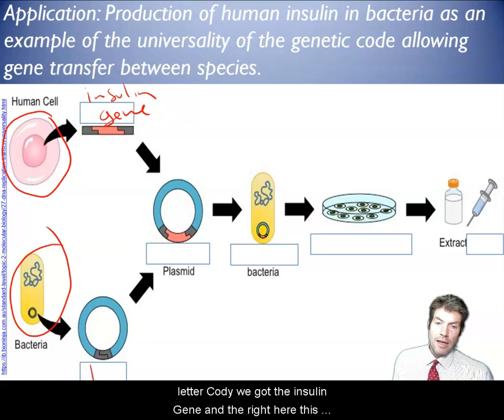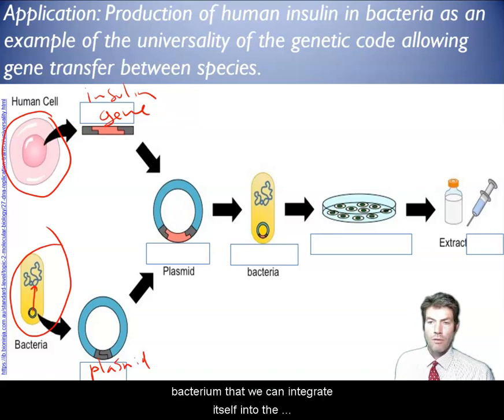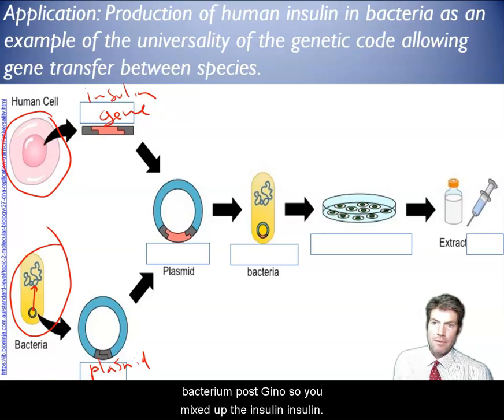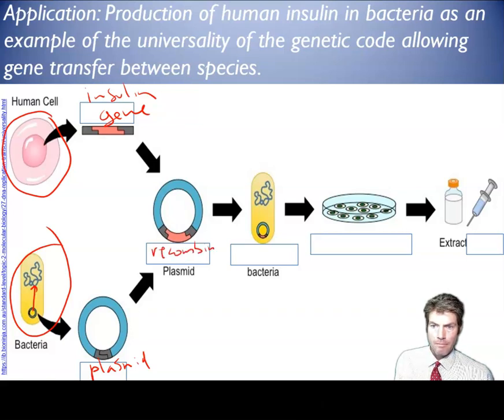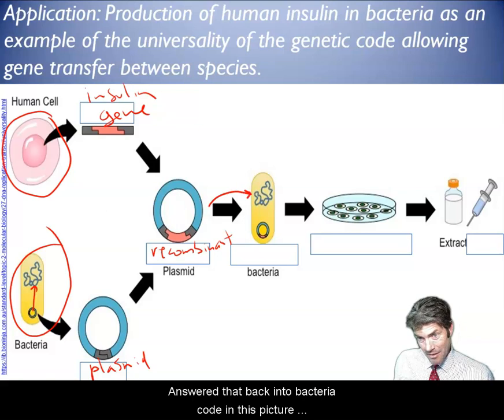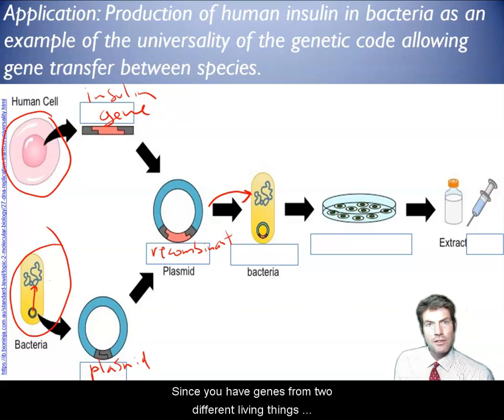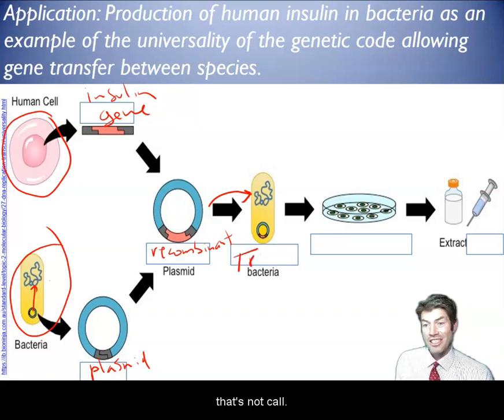And then right here, this is called a plasmid. It's a piece of DNA that can go into a bacterium and integrate itself into the bacterium's host genome. So you mix up the insulin gene with this plasmid, and you get what's called a recombinant plasmid, because it's recombined. And then you insert that back into a bacteria. Could have been this bacteria, could be another bacteria. And since you have genes from 2 different living things, that's now called transgenic, since you're crossing 2 species, mixing their genes up.